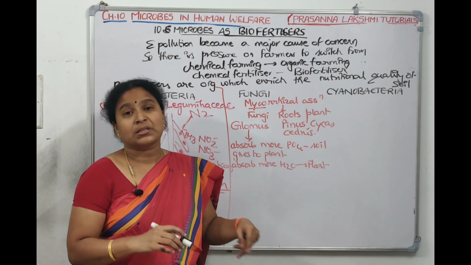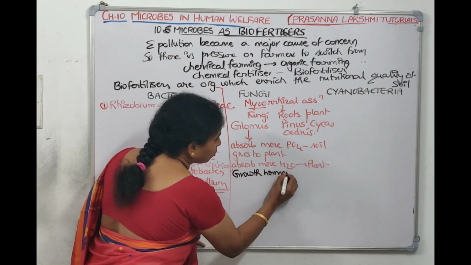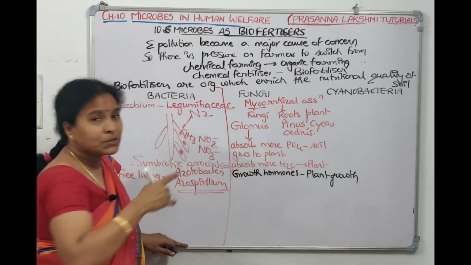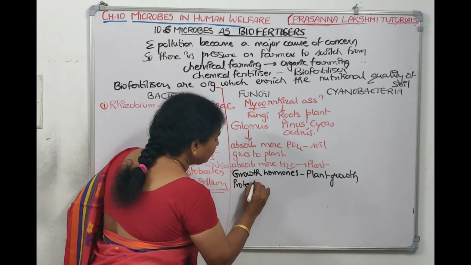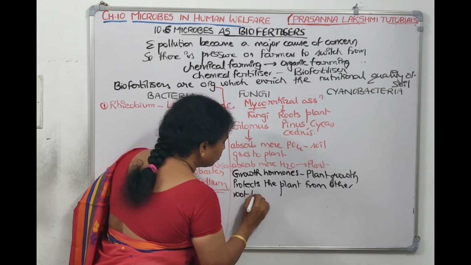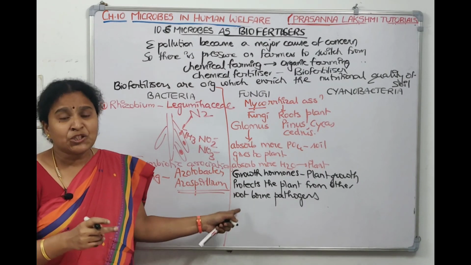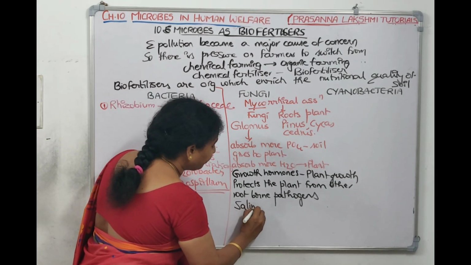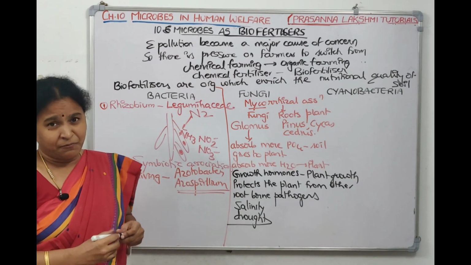Not only that, what are the additional advantages of Glomus? The Glomus secretes growth hormones and helps in plant growth. It promotes plant growth, and this Glomus which is there in the roots of the plant will not allow any root-borne pathogen to enter. So it protects the plant from other root-borne pathogens. Not only that, such plants are tolerant to excess salinity and drought conditions also.